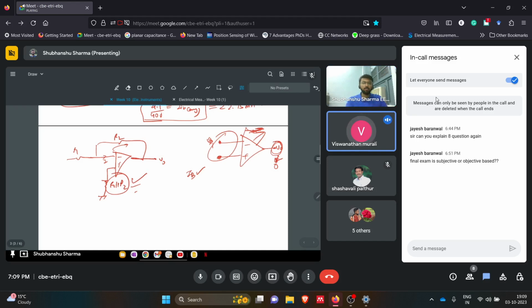Another one, sir. Common mode rejection ratio. Why does CMRR deteriorate in op amp, sir? What makes CMRR reduce?